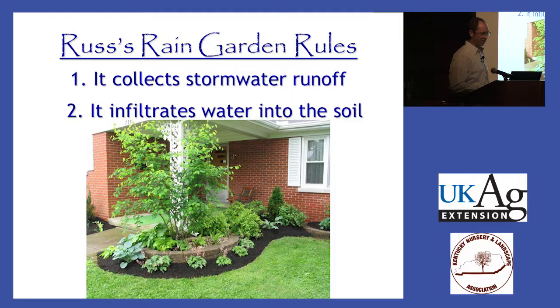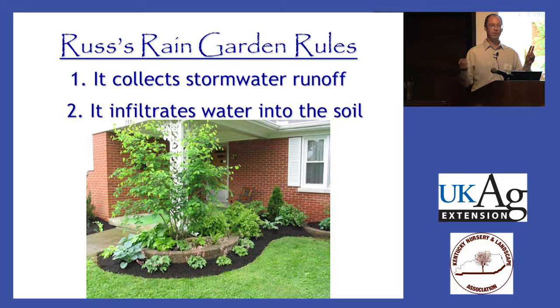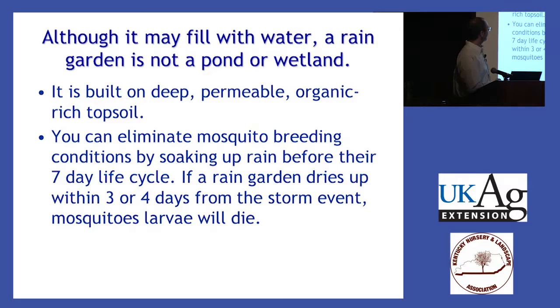So I've got two rain garden rules, and I just made these up. It's not in a book anywhere. This is what I use to determine if something is or is not a rain garden. I say if it collects stormwater runoff, and if it infiltrates that water into the soil. If you've got a basin with some wildflowers out in the field, it may not be getting stormwater runoff. I wouldn't call it a rain garden. It might just be a nice little planted area. If it's an area that gets a lot of runoff and does not infiltrate, that might be a wetland. I wouldn't call it a rain garden. It's something else. So the key is a good, deep, permeable, organic-rich topsoil. Everybody wants that, right?